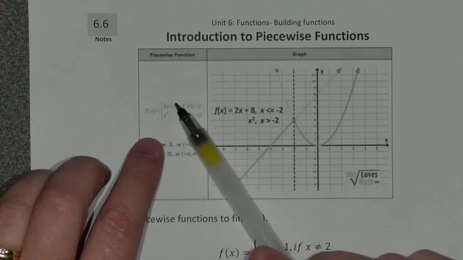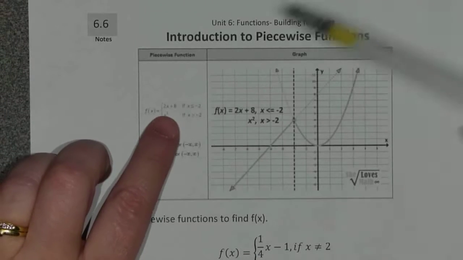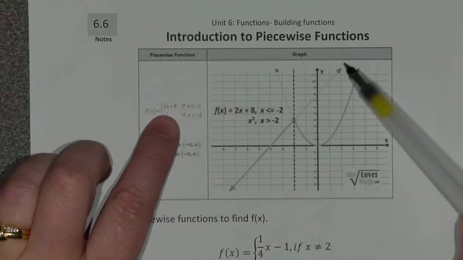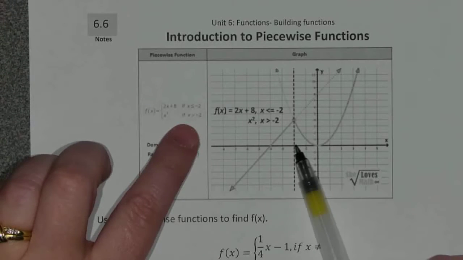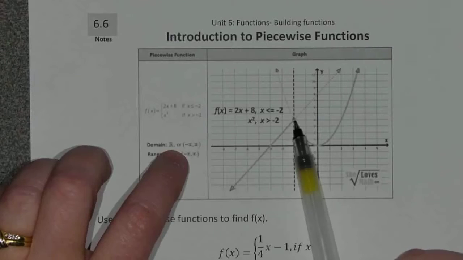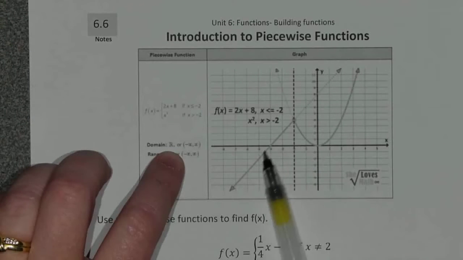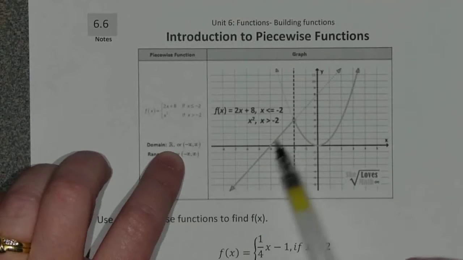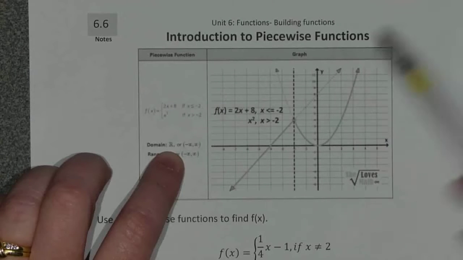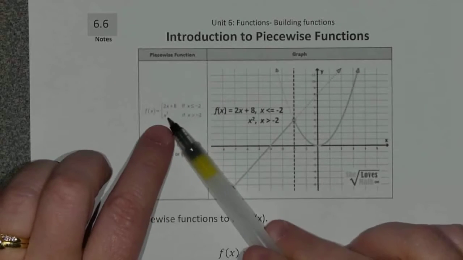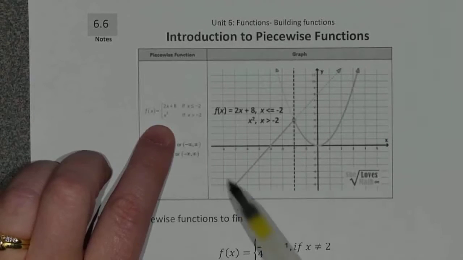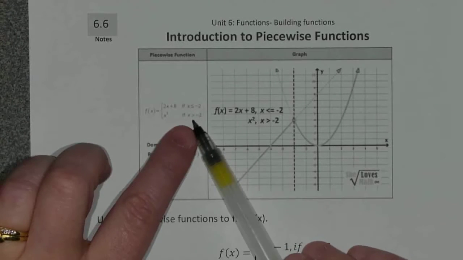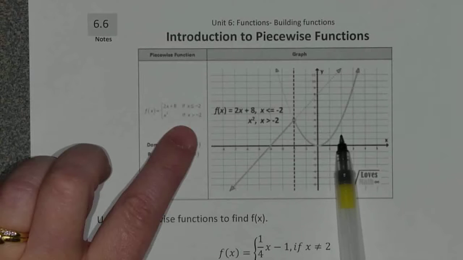negative 2. Really what this is asking you to do is to graph this line, the 2x plus 8, but only keep it where your x's are less than negative 2. So do you see where they kind of drew that dotted line to show that we're only keeping this side of our graph? This other side of our graph we wouldn't keep. And then we would graph the x squared, which is that parabola right here, but we only keep the parabola where our x's are greater than negative 2.